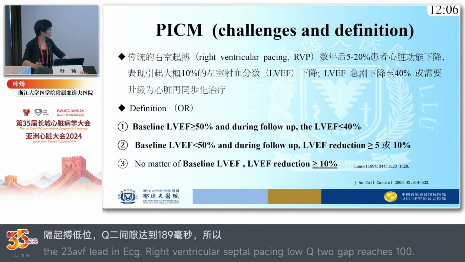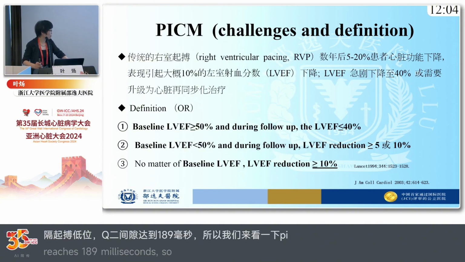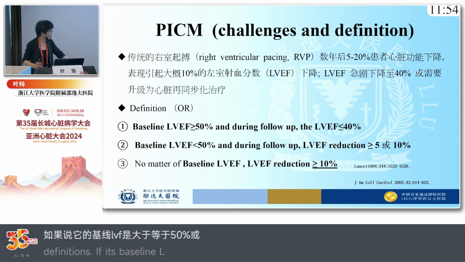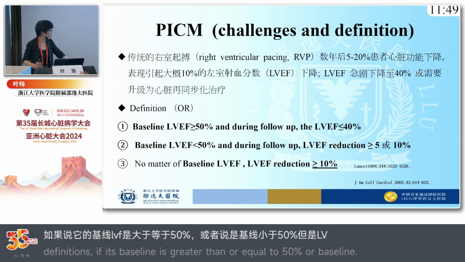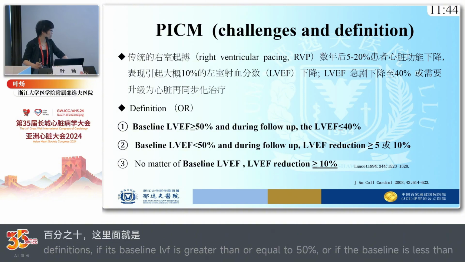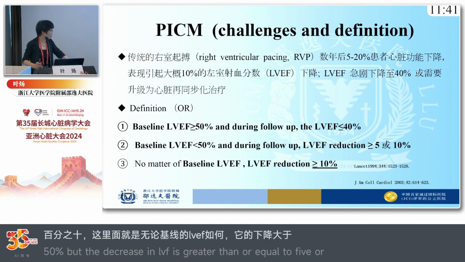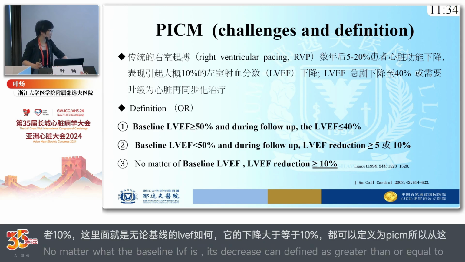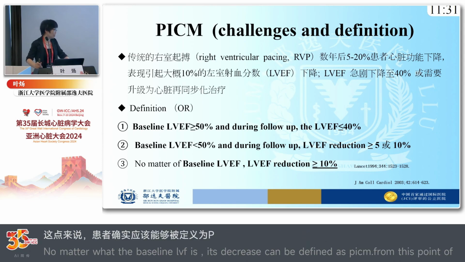There are 3 definitions. If the patient has LVEF larger than 50% at baseline, and during follow-up the LVEF is less than 40. Or the patient has LVEF less than 50, that means 44, and during follow-up the LVEF reduction is larger than 10%. So regardless of the baseline LVEF, the LVEF reduction is larger than 10%. From this point of view, I think she is defined as PICM. But we wonder why, because the baseline LVEF is 44.